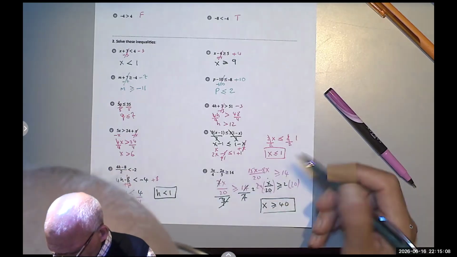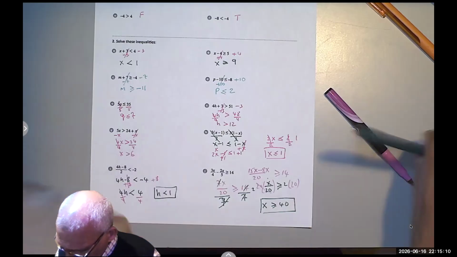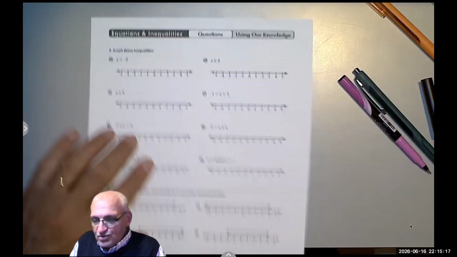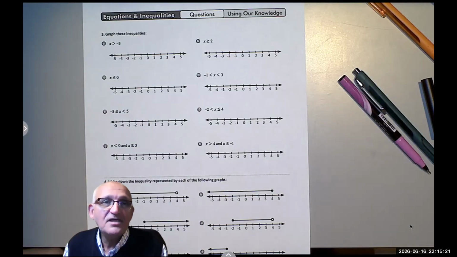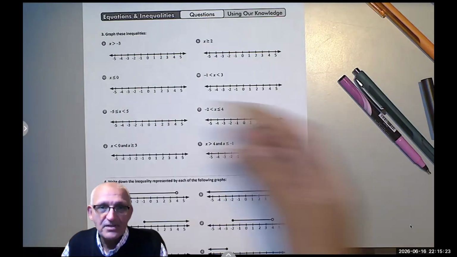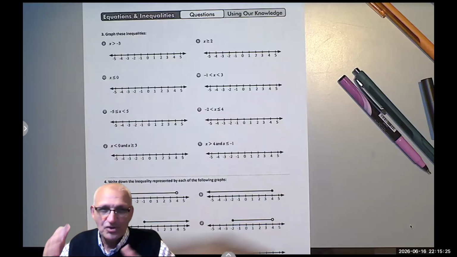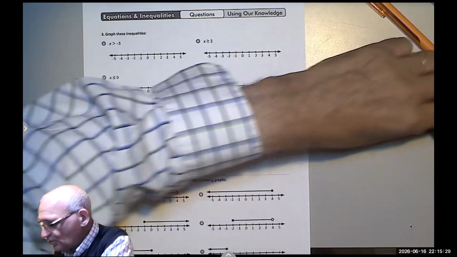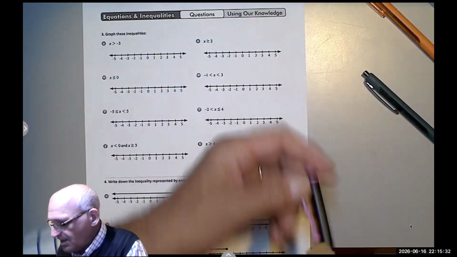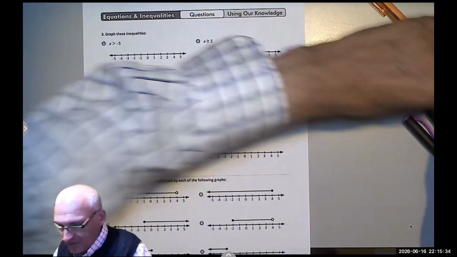Okay, so we are done with those. We did them quickly. Now we are going to see how we are going to draw these and read a graph. This is a simple graph of one variable, x, so we don't have x and y. We'll go over that when we have two variables in inequalities, and we see how we solve those.